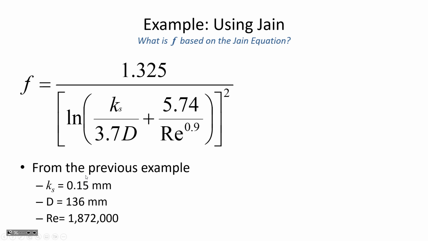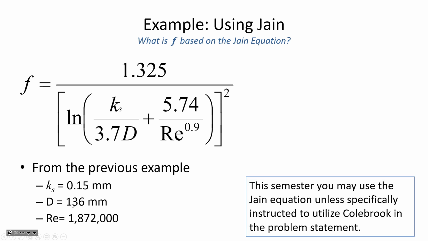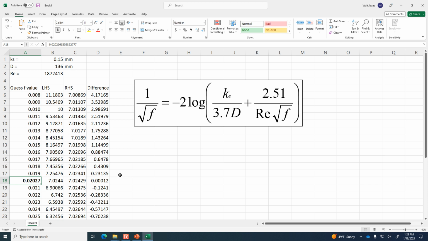So in our previous example that we were just testing out the Colebrook, you had a k sub s of 0.15, a diameter of 136, and a Reynolds number of 1.8 times 10 to the 6th. So what is the f value? Let me pause for a second and let you calculate the f value, because we know if you use the gold standard, it should be 0.02027. Let me write that on the board so we've got it as a reference. And I'd like you to try calculating the Jain equation to see how closely it matches.